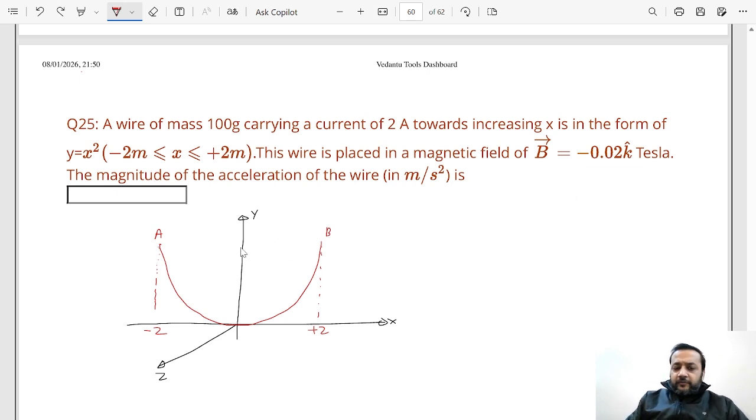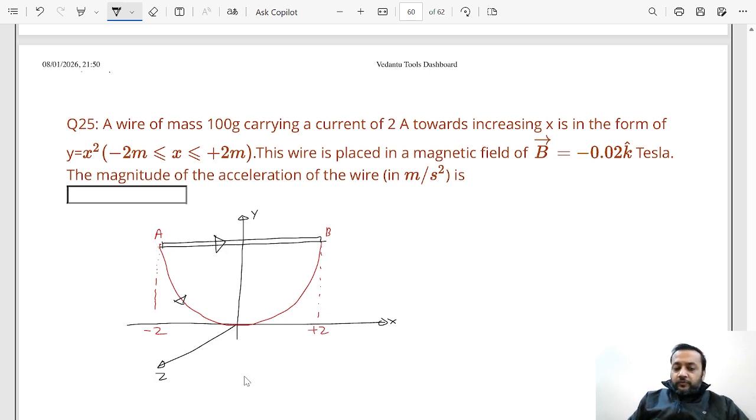Now we have to find the acceleration. So remember, we can first find the force applied by the magnetic field on this wire. This wire also carries 2 ampere current in this direction, from A to B. If you remember, any curved wire can be replaced by a straight wire in a constant magnetic field. So we can replace this whole curve by a straight wire like this, and the current will be going like this.